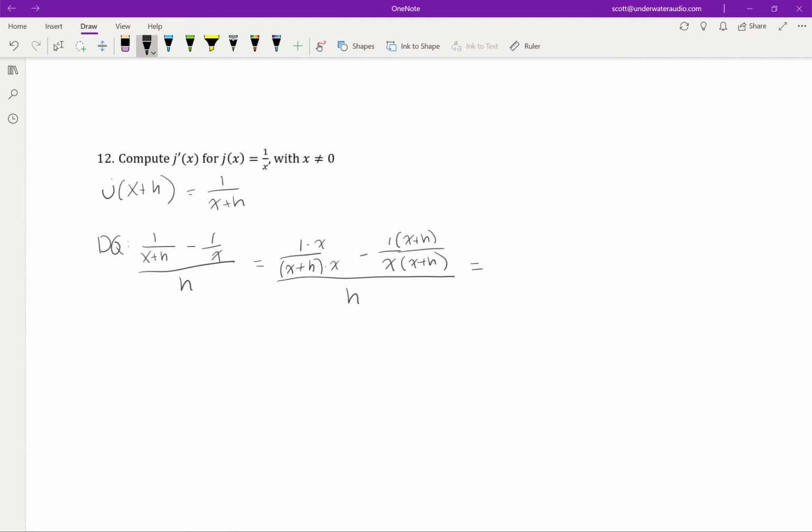So I have, let's see, x over x times x plus h minus x plus h, all over h. This is kind of weird, but just to be clear here, I just changed 1 times x to be x, and then 1 times x plus h, I just made that x plus h, and then I combined the fractions into one fraction.